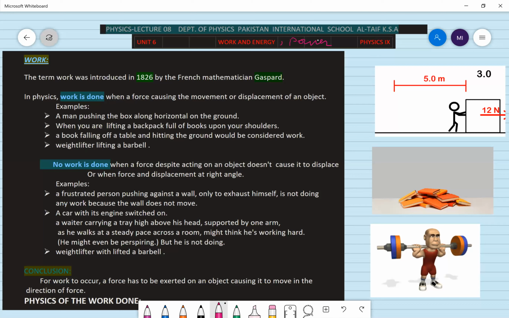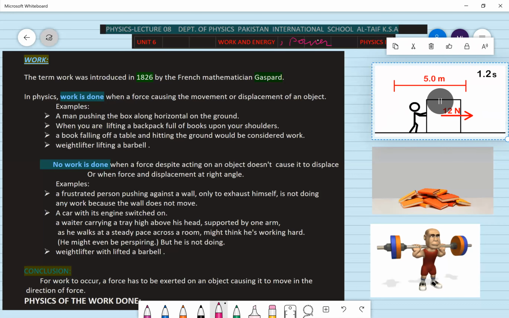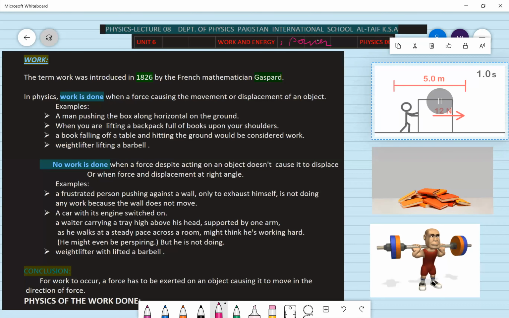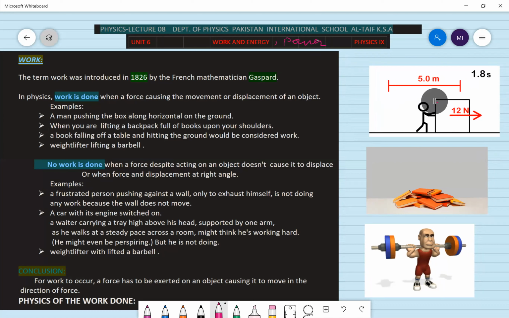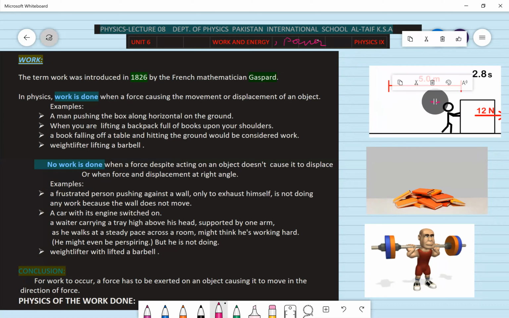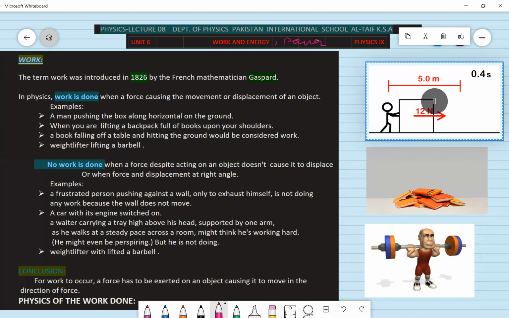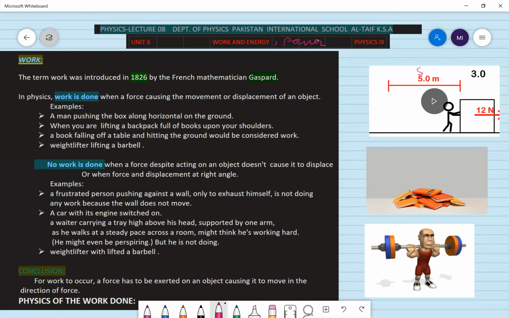For example, a man pushing a box along a horizontal ground. Look at this animation. You see, the man is pushing the cart along the horizontal direction. As he applies a force, the arrow indicates the force, and this is the displacement. So that is what we say: work is done, the man is doing work.